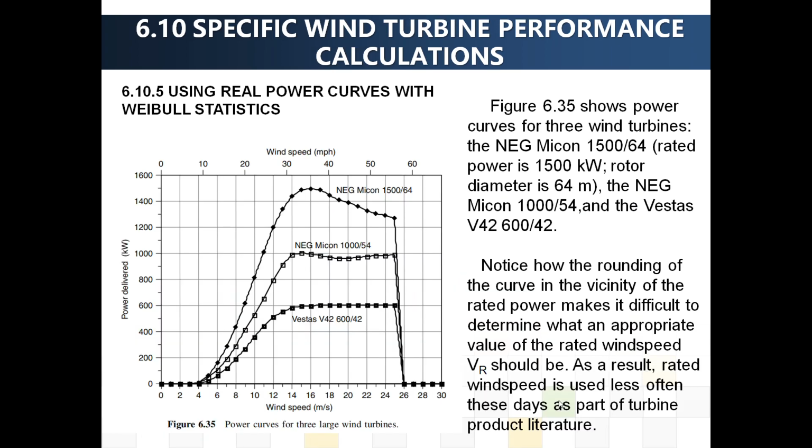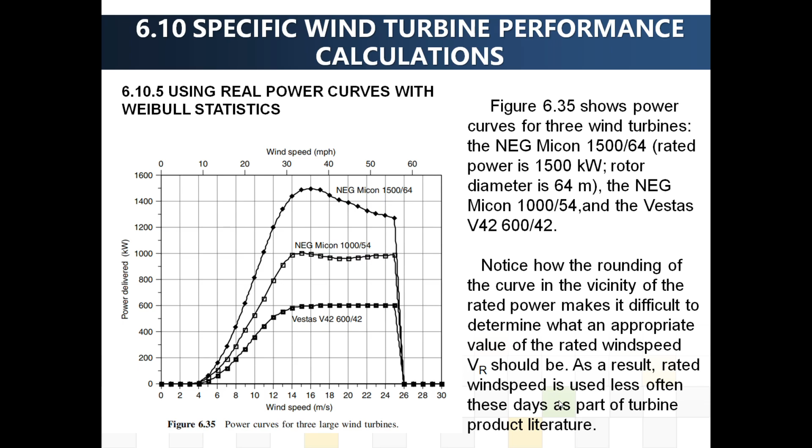Section 6.10.5, using real power curves with Weibull statistics. Figure 6.35 shows the power curve for 3 wind turbines. The NEG Micon rated power is 1500 kilowatt. Rotor diameter is 64 meter. The NEG Micon 1054 and the Vestas V42 rated power is 400 kilowatt and the rotor diameter is 42 meter.